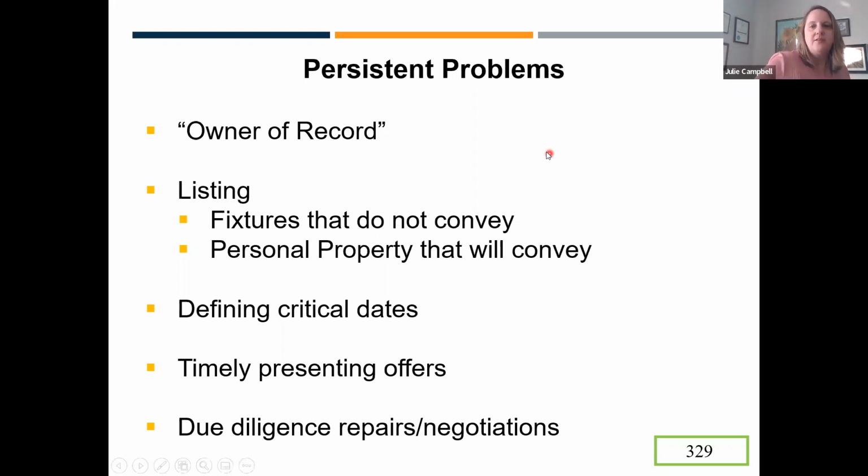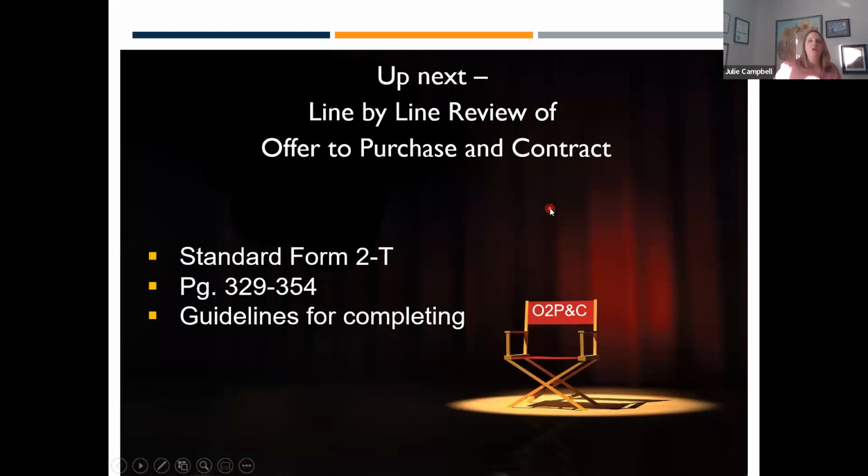So this is exactly where I wanted to end up today. So when we come together on Saturday, at some point we'll do CD2. Remember your homework recommendation, some point on Saturday. But probably when we start next Saturday morning, we're going to start with doing our line by line review of our standard Form 2T offer to purchase and contract. Now we got some pages in the book that reference some of the provisions we're getting ready to talk about. I'm going to point out the guidelines, but our main focus is going to be on that standard Form 2T. Questions?